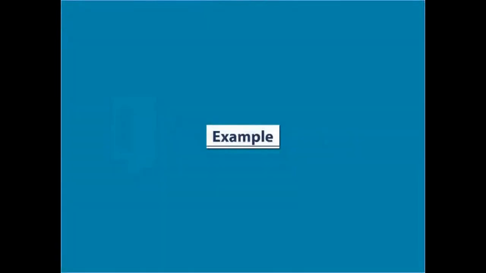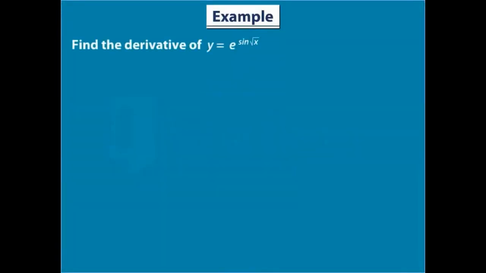Let us discuss an example. Find the derivative of y equals e raised to power sine of root x. Let sine of root x be u. Then the given function becomes y equals e raised to power u. Differentiating y with respect to x, we get dy by dx equals d by du of e raised to power u into d by dx of u.